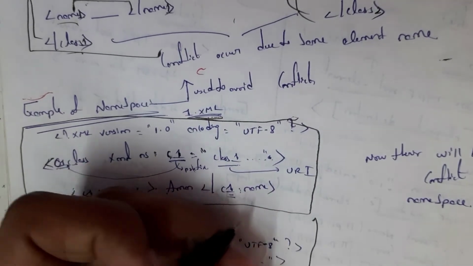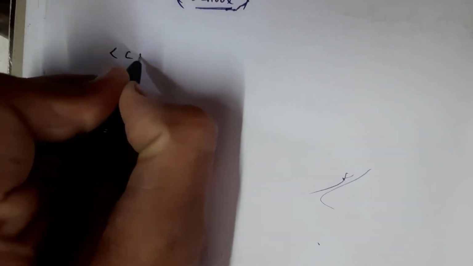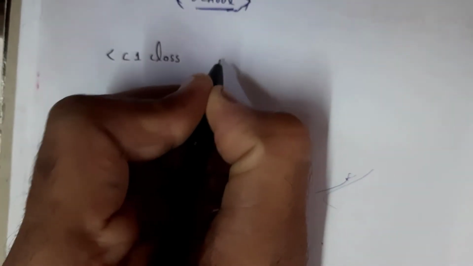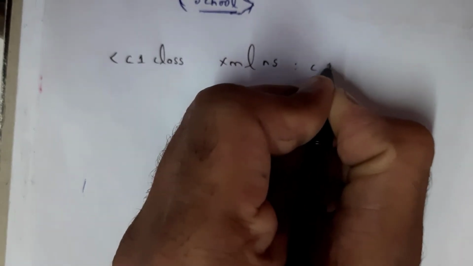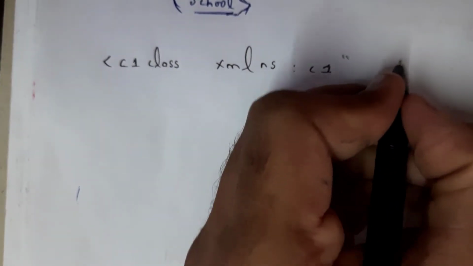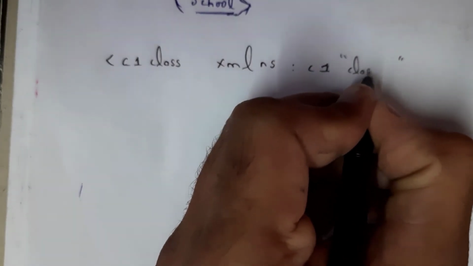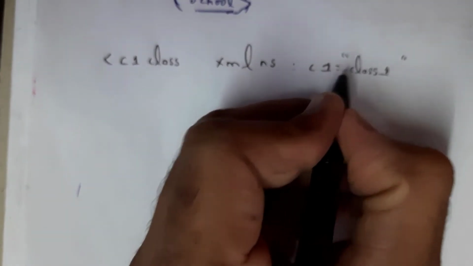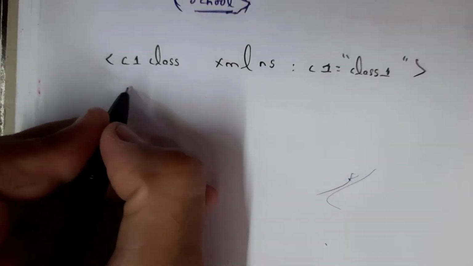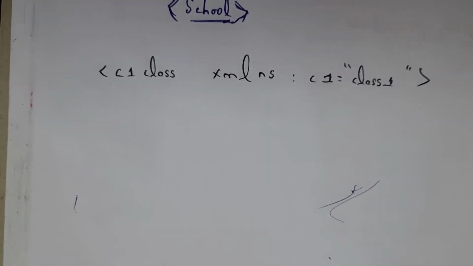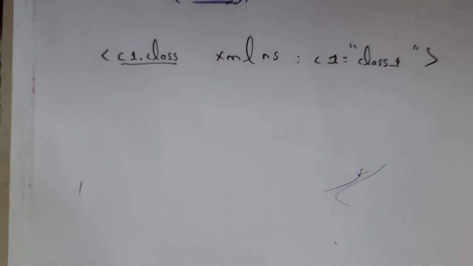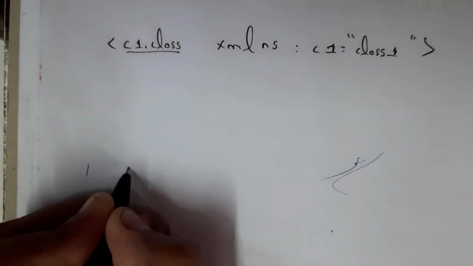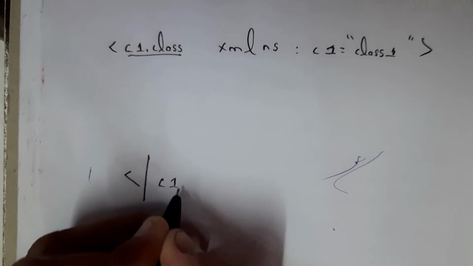See, I will write the program clearly. Here, c1:class, xmlns:c1 equals class1. See, I changed the class name to c1:class. Similarly, I am closing this c1:class.